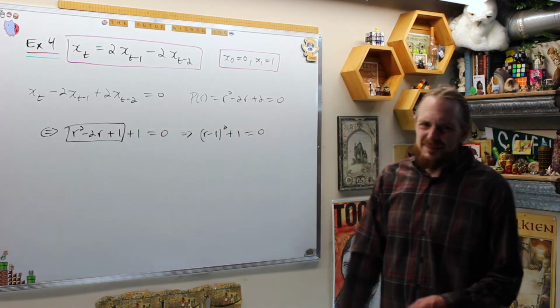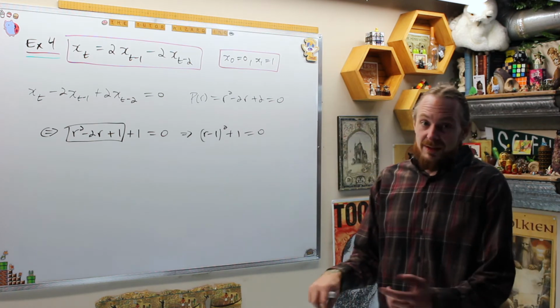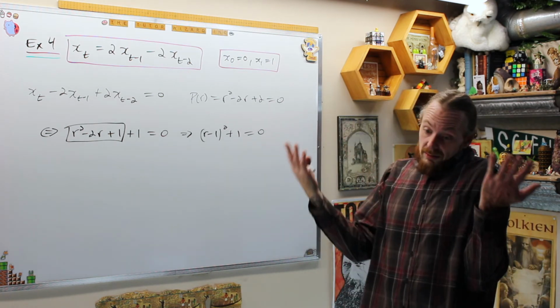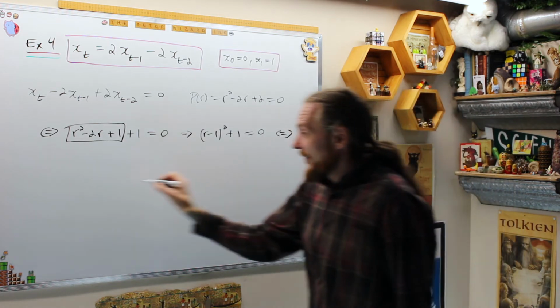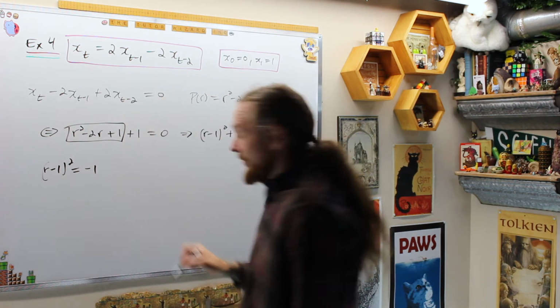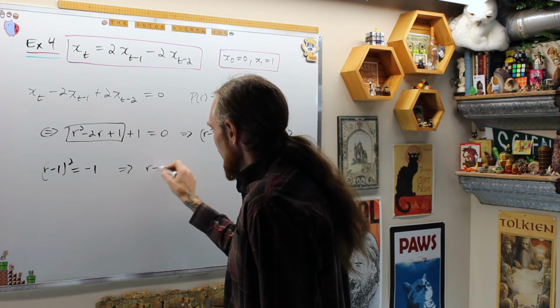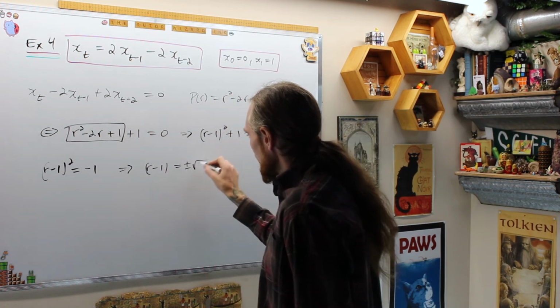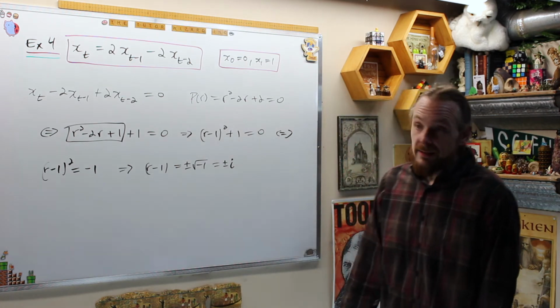And here you might start being like, oh no, can you see it yet? There are no real solutions, and in most other classes we go, okay, you're good, because we don't know what to do. But yes, we do. There are two complex conjugates here. What are they? If and only if (r minus 1) squared equals negative 1. And now you're like, but I have to take the square root. Exactly. That means that r minus 1 is equal to plus or minus the square root of negative 1, which is plus or minus i, we're going to call it.